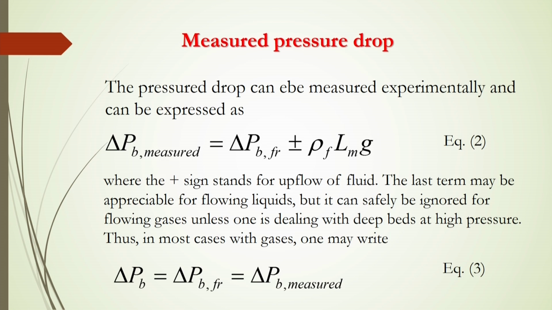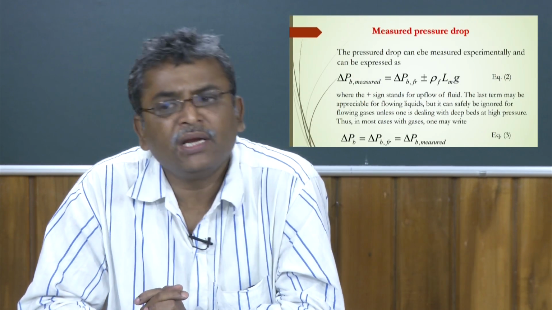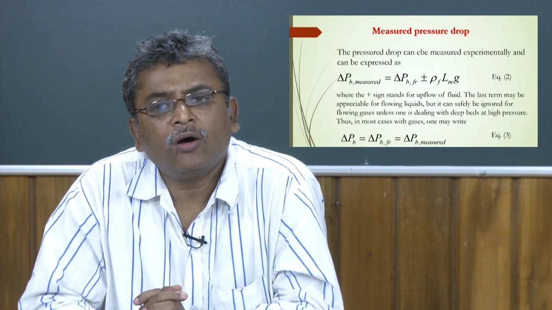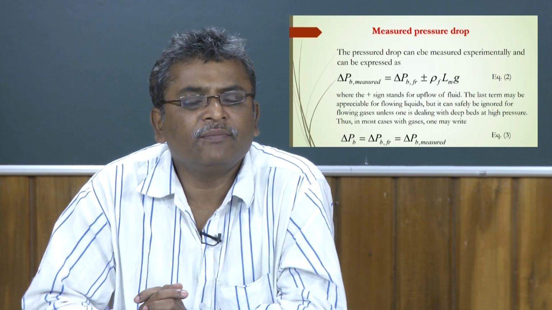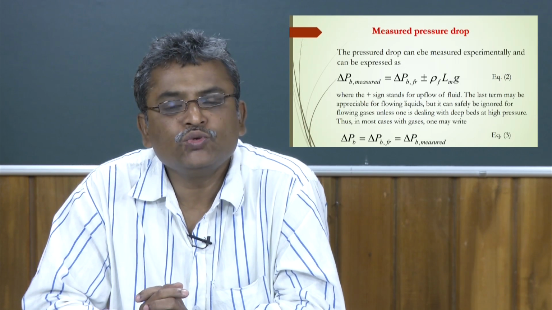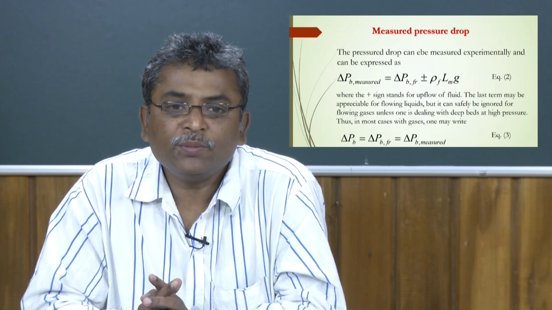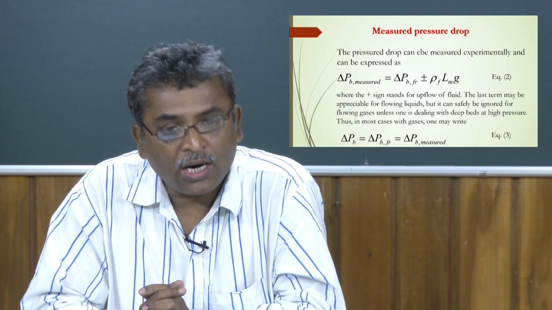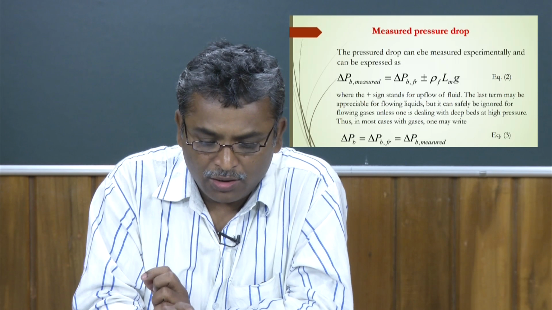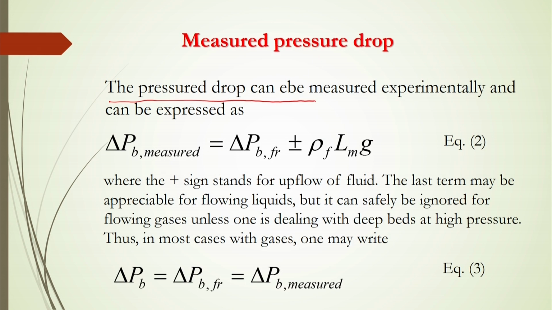Now, measurement of the pressure drop. Before getting the minimum fluidization velocity, of course, you have to know the frictional pressure drop, then the drag force you have to calculate, and you already know the apparent weight of the bed. Then you have to balance these two forces, and then you will get the minimum fluidization velocity. Now, how to calculate or measure the frictional pressure drop, you also have to know. The frictional pressure drop can be measured experimentally, which can be expressed as here.